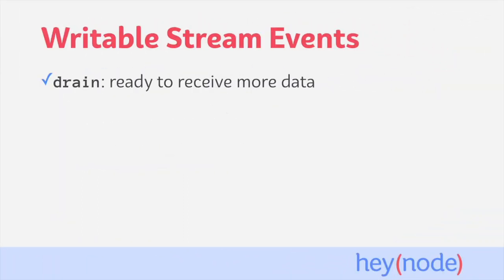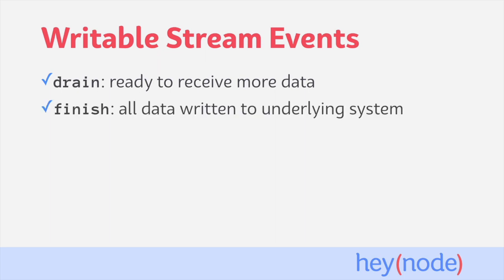Writable streams fire a drain event to let you know that the internal buffer of the writable stream has been cleared and it's ready to receive more data into its internal buffer. The finish event is fired by writable streams when all data has been written to the underlying system. That means that the writable stream has finished processing whatever data it has been pushed. Writable streams also fire an error event, similar to readable streams. It represents an error occurring within the writable stream and will also pass you an error object to the handler.